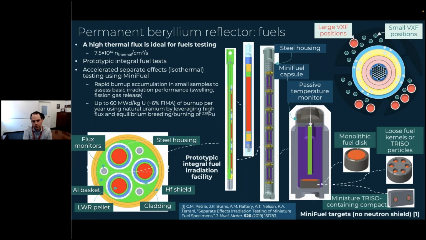Our flux is so high that we can breed plutonium and we can get to at least LWR discharge burnup, 6% FIMA, within a calendar year just using natural uranium. So that really eases the burden on fuel fabrication. We don't have to deal with enriched uranium during the entire process of not just making the fuel, but assembling the experiment, getting it over to HFIR. It really makes things easier. Next slide.